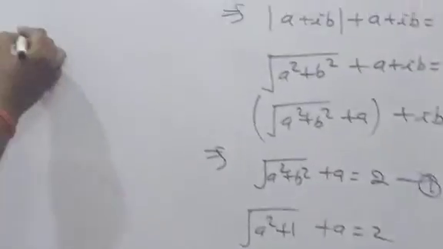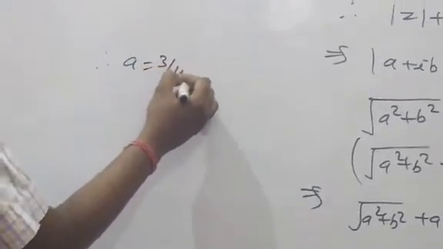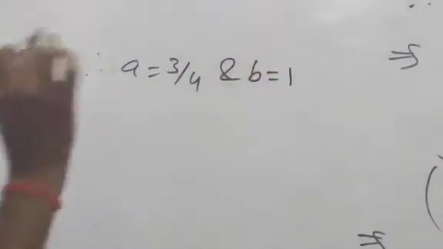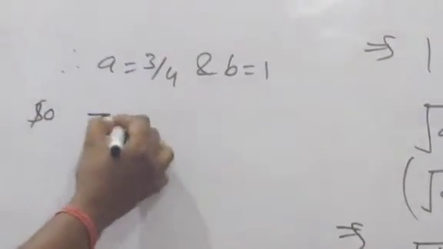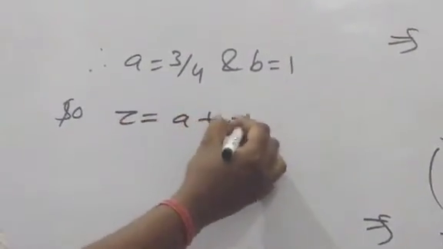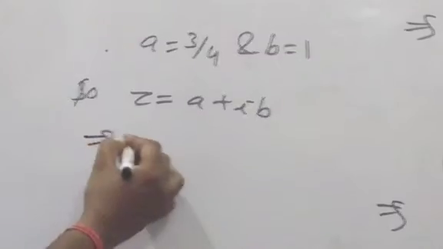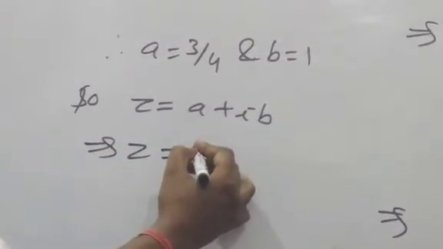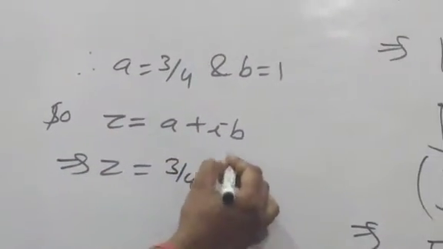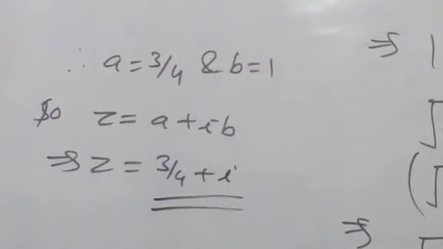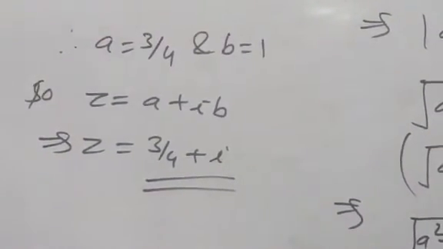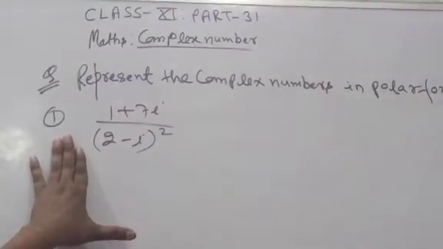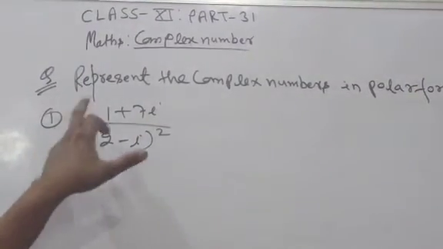Therefore a is equal to 3 by 4 and b is equal to 1. So z is equal to a plus ib, which means z is equal to 3 by 4 plus i. Now this is the answer. This is the value of z. Understood?